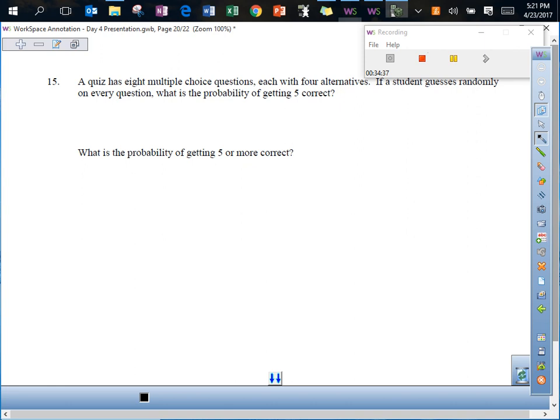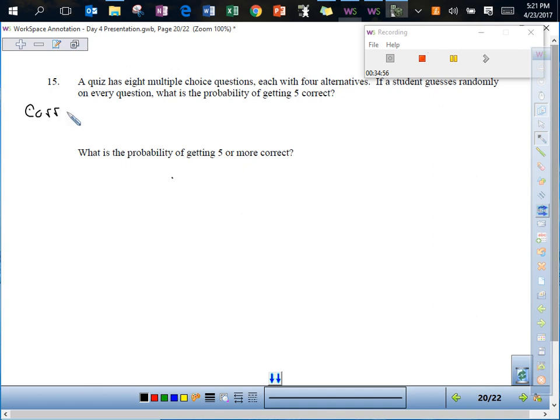A quiz has 8 multiple choice questions, each with 4 alternatives. So pause for 1 second. There's an A, B, C, D. There's 4 alternatives. The chance that you get it correct is 1 in 4 or 0.25. If you guessed, there's a 1 in 4 chance that you're going to get it right, or 0.25. That's really important here in a second.